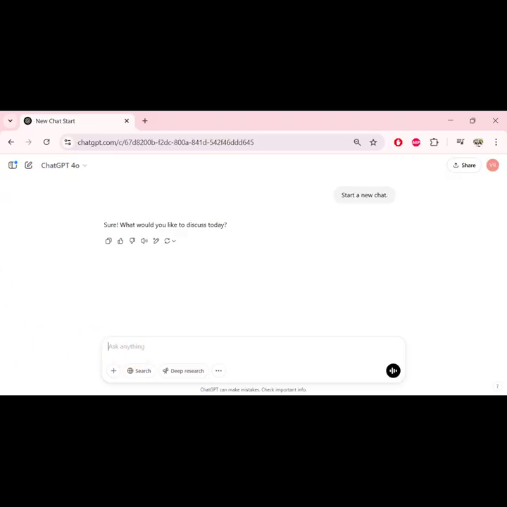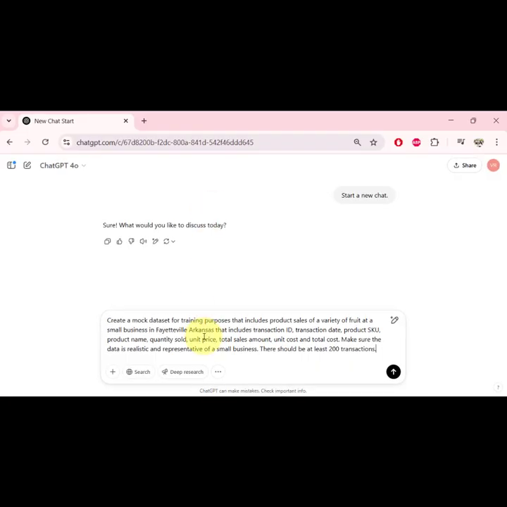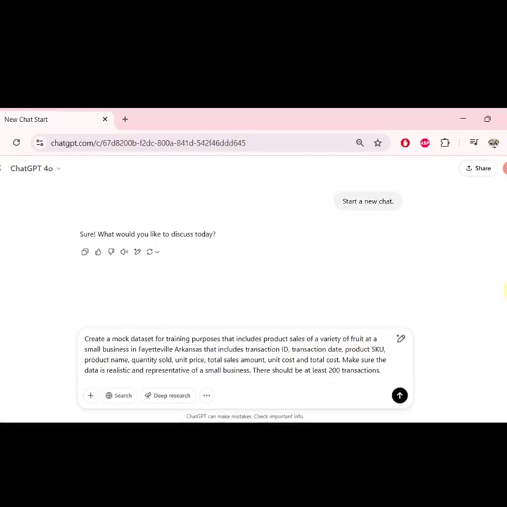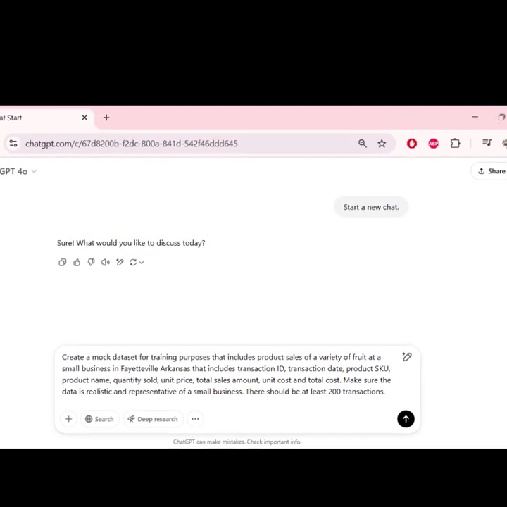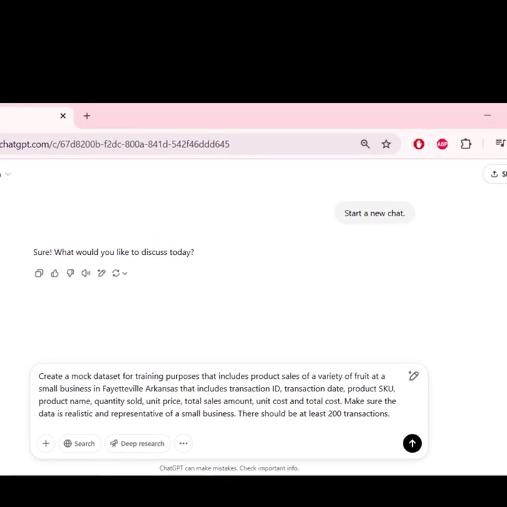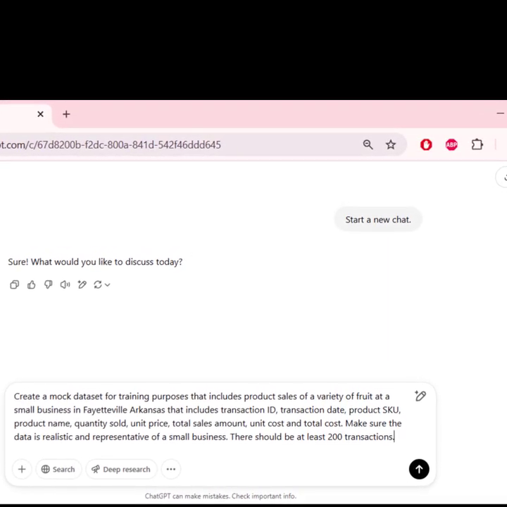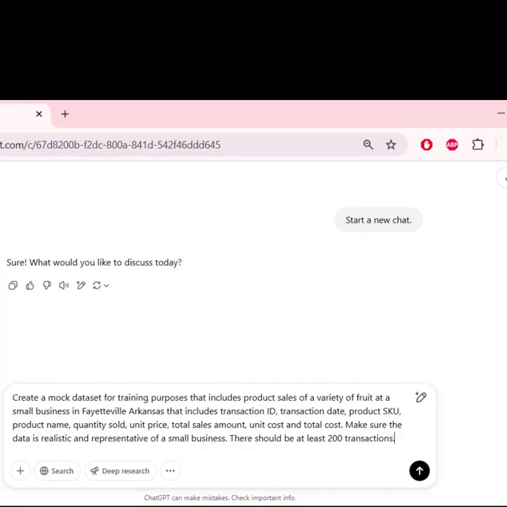The next thing we're going to do is either bring in data or create data that we're going to evaluate. And so I'm going to go ahead and cut and paste the data we're going to use, and we're going to ask it to create a data set. That's one of the things that a generative AI is good at, making data sets. So note here, create a mock data set for training purposes that includes product sales of a variety of fruit at a small business in Fayetteville, Arkansas. I happen to be there in Fayetteville, Arkansas, or be here.